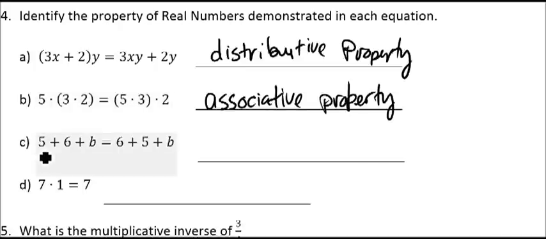The next problem, when I look at it, I've got a 5, 6, and a b, and I have a 6 and a 5 and a b. And what I've done here is I've commuted the 6 and the, let's see, what have I changed? The 6 and the 5 have switched places. This is our commutative property.